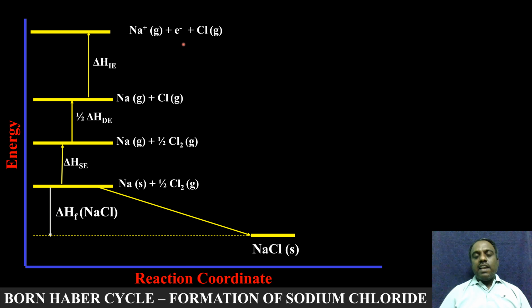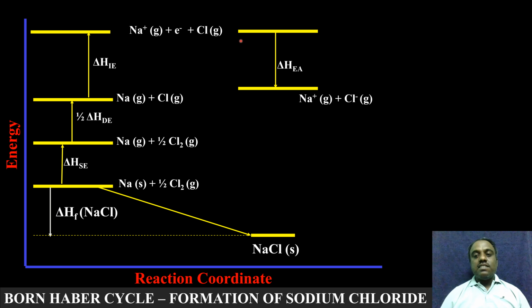The released electron will be taken up by the chlorine atom to form chloride ion, and energy is released in this case. Look at this, the energy released will be equivalent to the electron affinity. So now sodium ion and chloride ion are formed. When we bring these two closer, that will form the sodium chloride crystal. While bringing the sodium ion and the chloride ion closer, energy is released, and the released energy is known as the lattice energy, as we discussed earlier.